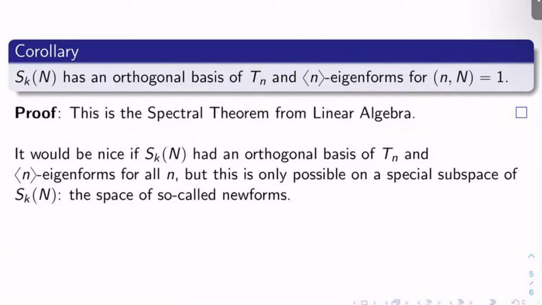It's immediate. Now, it would be nice, though, if S sub K of N had an orthogonal basis of T sub n and diamond of n eigenforms for all n, not just those n that are coprime to the level big N. But you're only going to get this orthogonal basis for all n if you are working within a special subspace of S sub K of N, the space of so-called newforms. And so next video, we'll talk about the newforms. So thanks for watching, and I'll see you then.